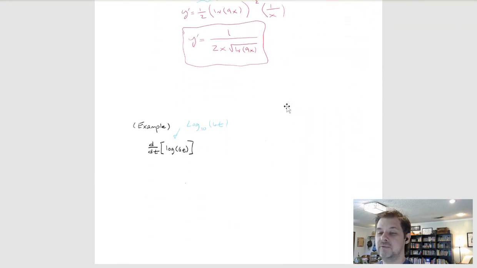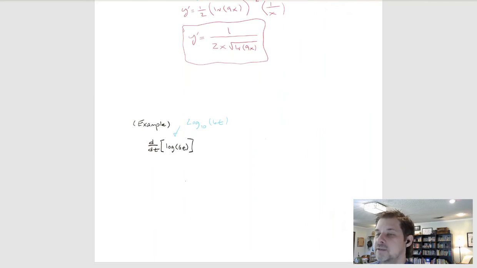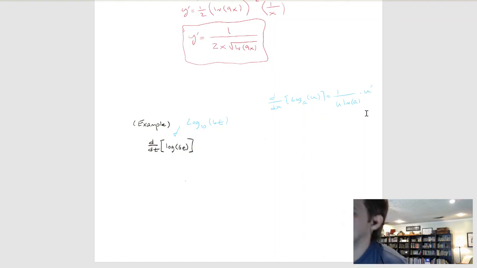And the derivative of such a thing is 1 over u natural log a times the derivative of u. So let's rewrite it down here, because I like to have the rules next to each other. The derivative with respect to x of log base a of u is 1 over u natural log of a, and then u prime. I know we write the Leibniz notation, du over dx, but you could think of it as the derivative of u.